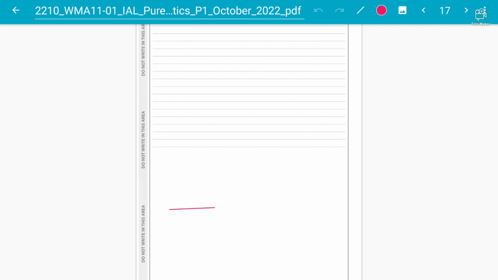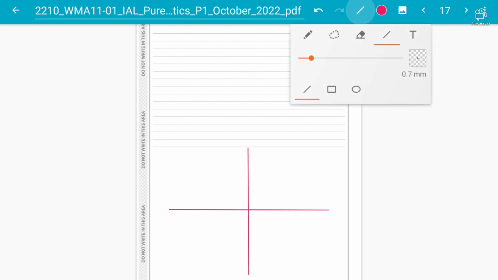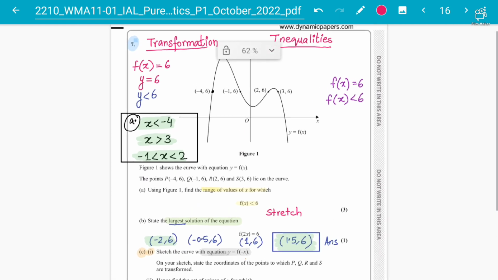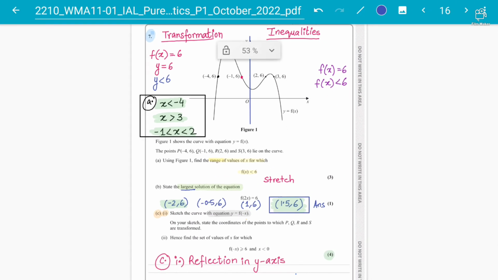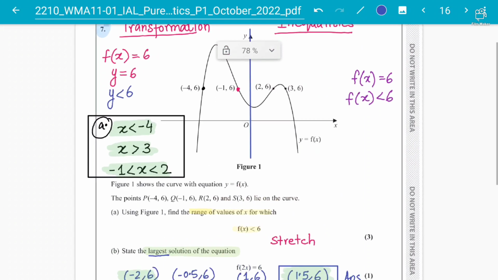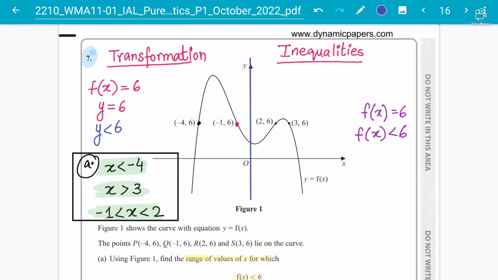Okay, students, let's use this empty space. Everyone needs to understand. Let's take the left hand side first, the negative side. This -1, 6 we are going to reflect in the y-axis. Follow very carefully in the diagram, then I'll draw again. First, understanding is important. So -1, 6 will become +1, 6.